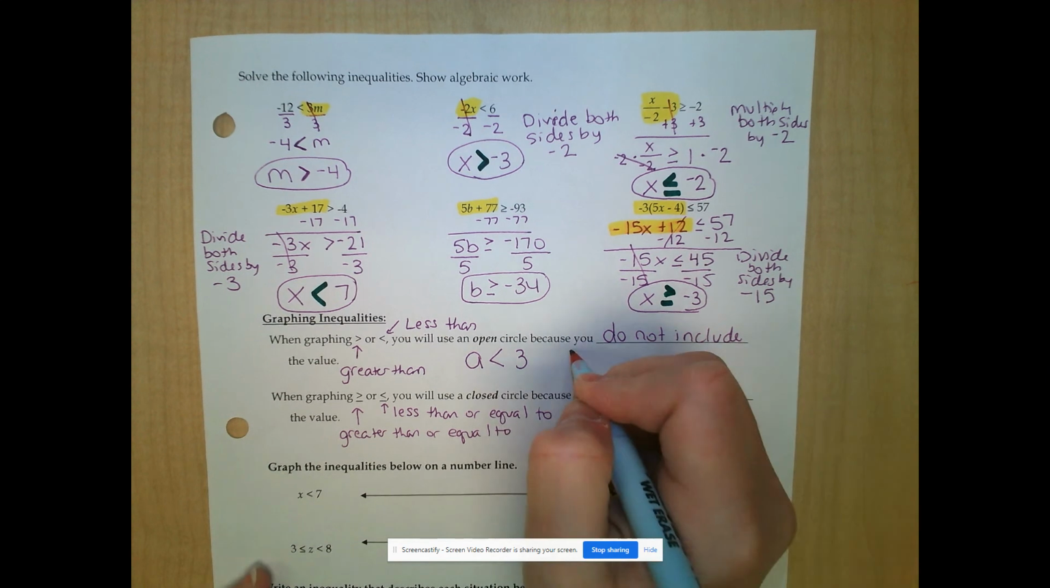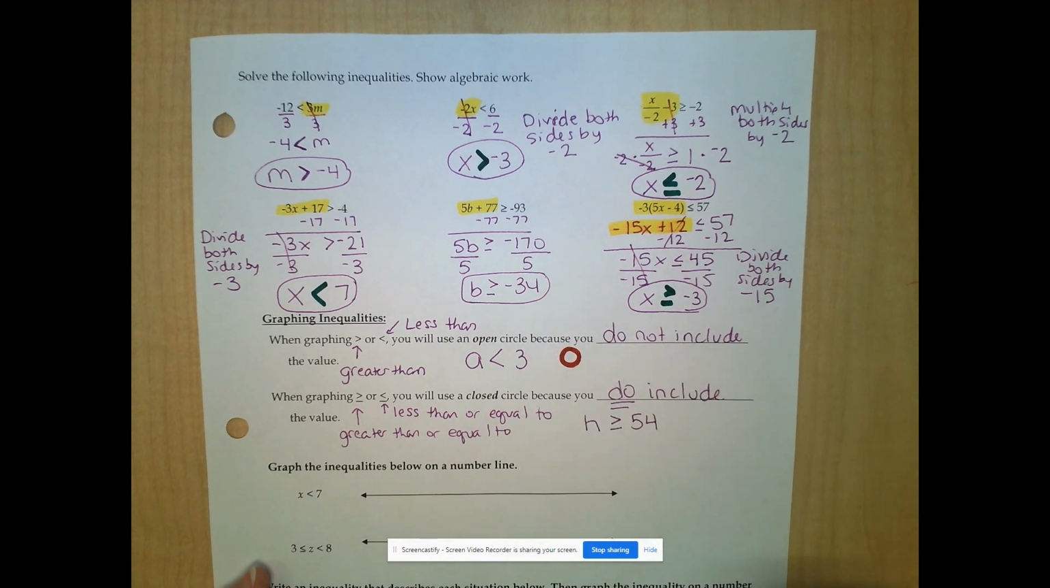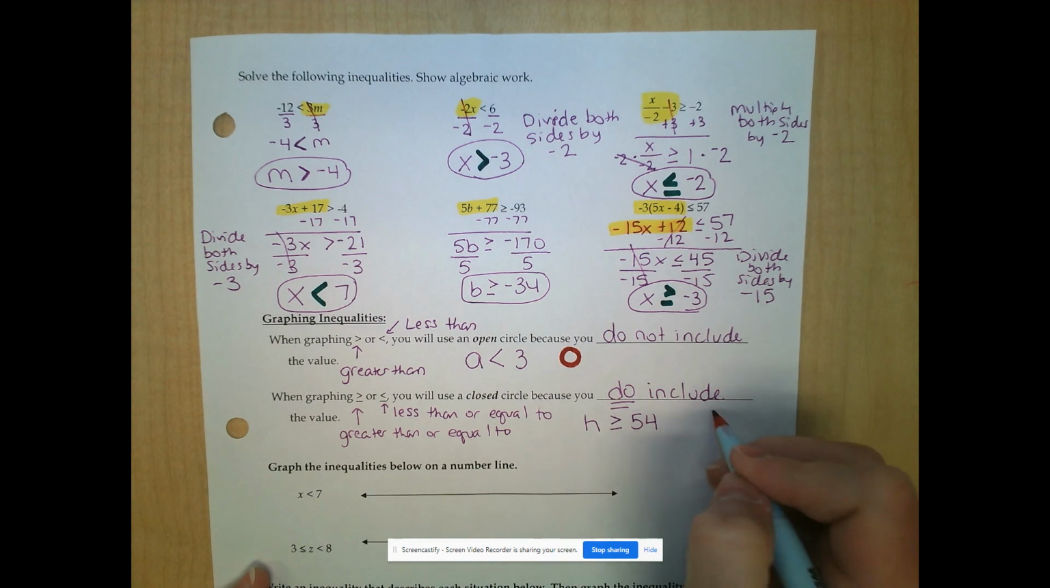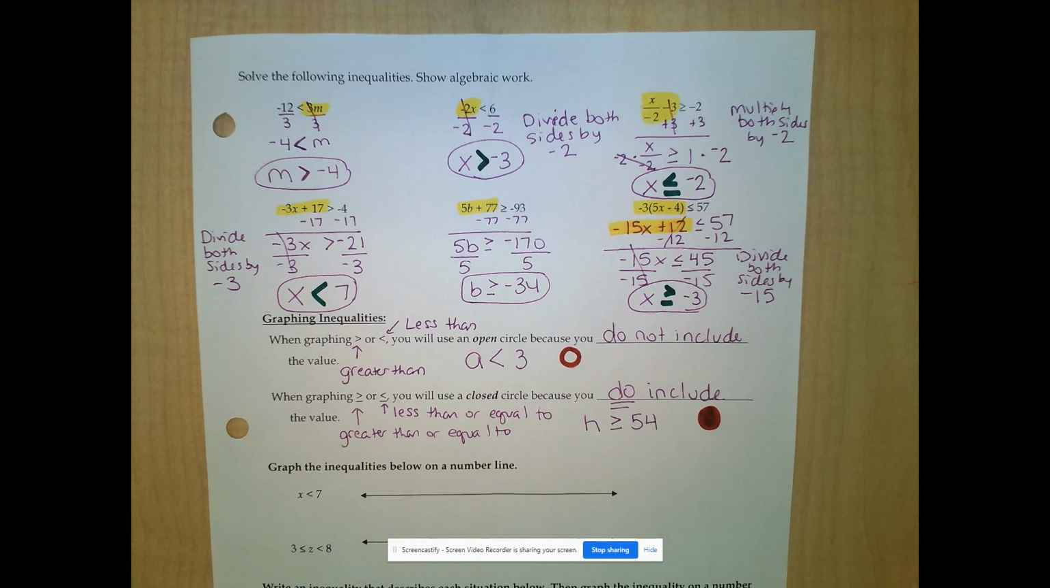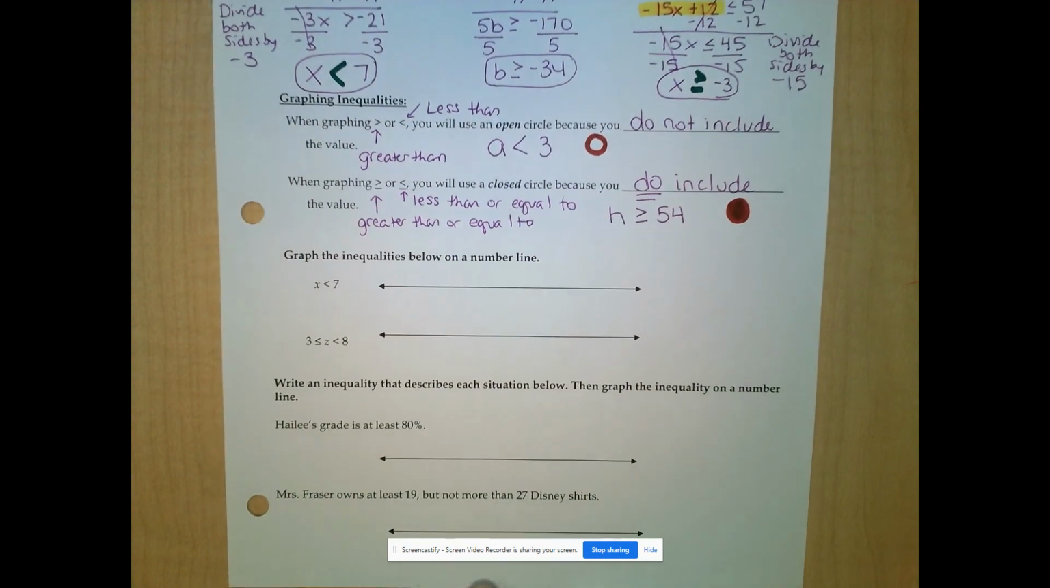So an open circle is just that. It's a circle where we don't color it in. And a closed circle is one where we do color it in because the number is included. So just a couple examples down here at the bottom. Graph the inequalities below on a number line.